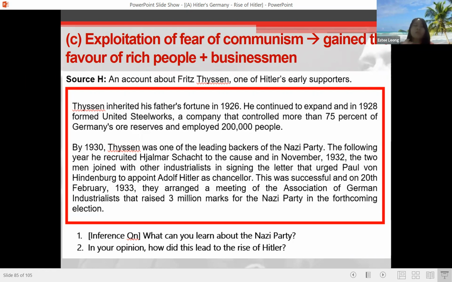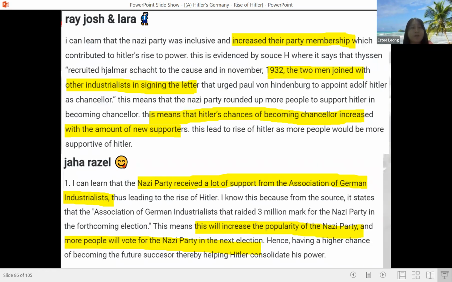Okay, so let's see how this helps the Nazi Party. So Ray, Josh, and Lara mentioned the Nazi Party was able to increase the party membership, and Hitler's chances of becoming chancellor increased with the amount of new supporters. So that's one thing, but to be even more specific, what Xia Hui and Rizal mentioned, the Nazi Party received a lot of support from industrialists, leading to the rise of Hitler. So they fundraised 3 million marks for the Nazi Party to increase its popularity.